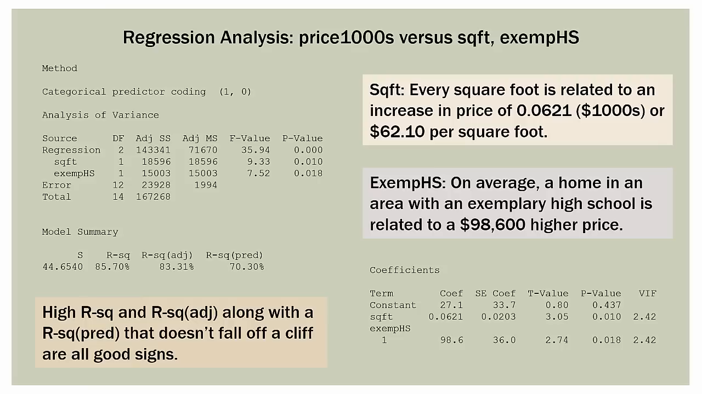Well, it means that on average, a home in an area with an exemplary high school is related to a $98,600 higher price. So if we have two homes, the same square footage, let's say both homes are 1,500 square feet. One is in a district where the high school is not exemplary. One is in a district where the high school is exemplary. Same square foot, the only difference is the high school rating. The home in the district with the higher rated high school will be $98,600 higher in price.